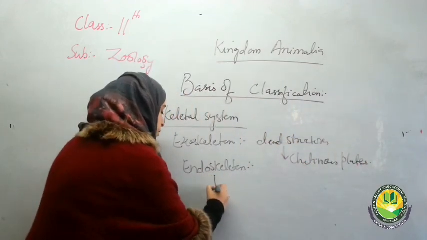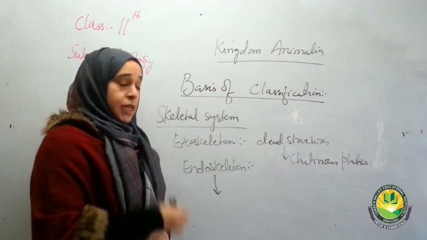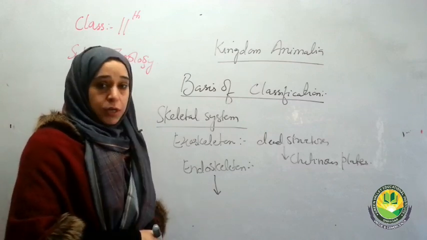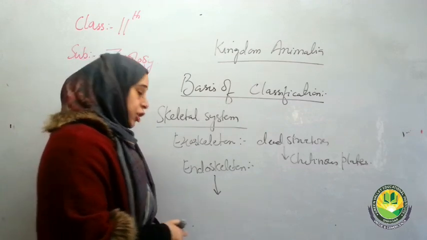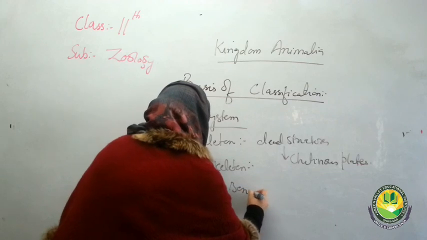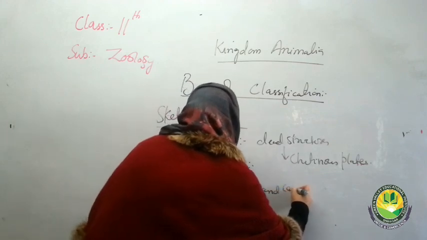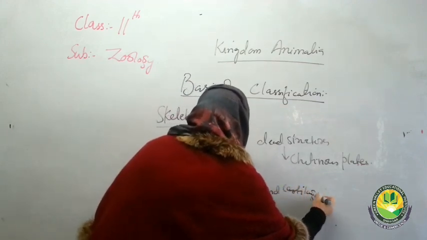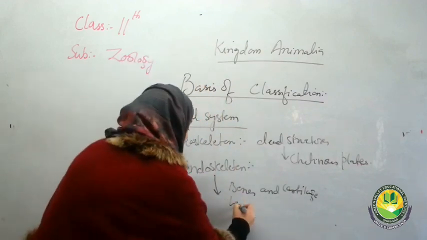And when we talk about the endoskeleton, the name itself says the skeleton which is present inside the body, and it is made up of living structures like bones and cartilage. Just the example of vertebrates.